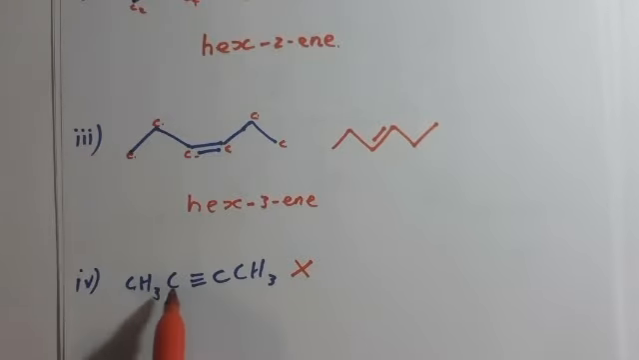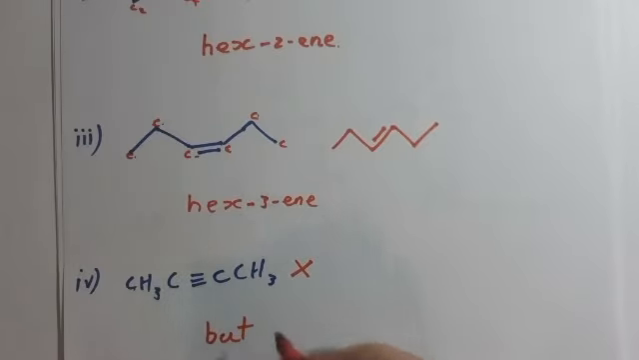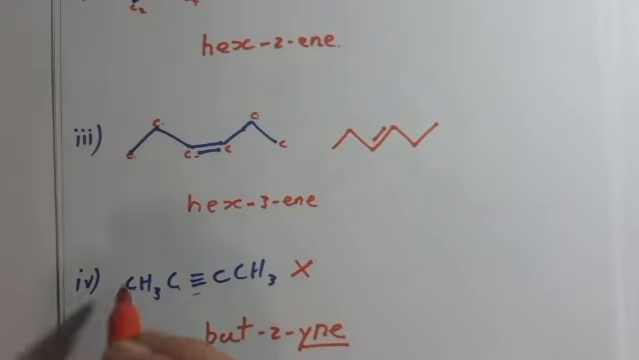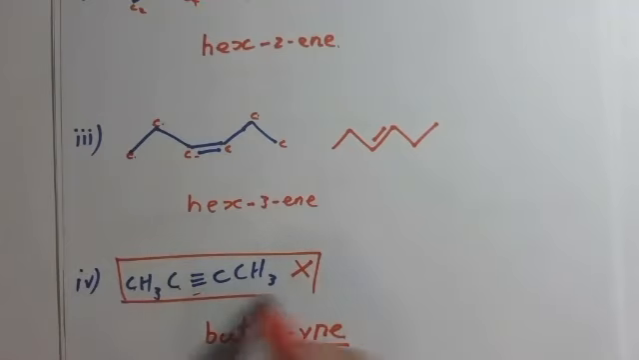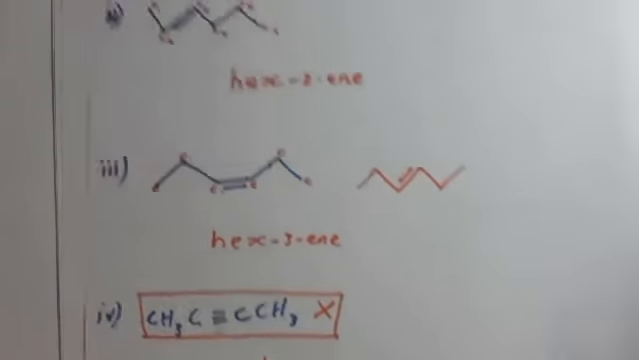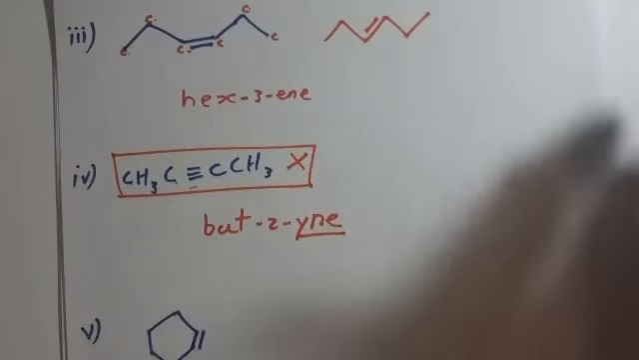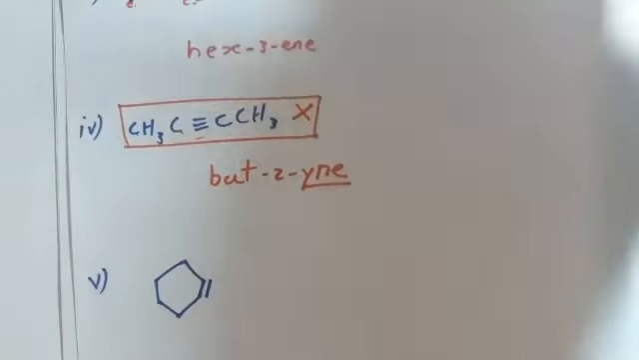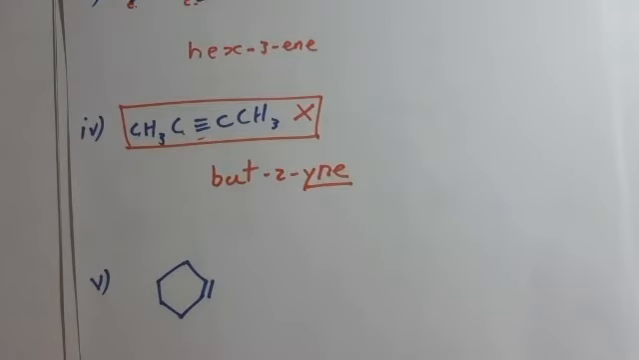How many carbons? 1, 2, 3, 4. 4 is beautiful. A triple bond ends with "-yne". So 1, 2, 1, 2, so but-2-yne. Right, but forget about this. What a silly book. It's not part of our syllabus. However, the next one is, what do they give us in here?